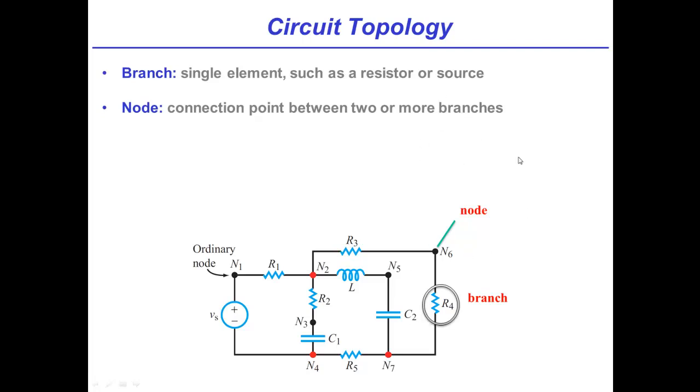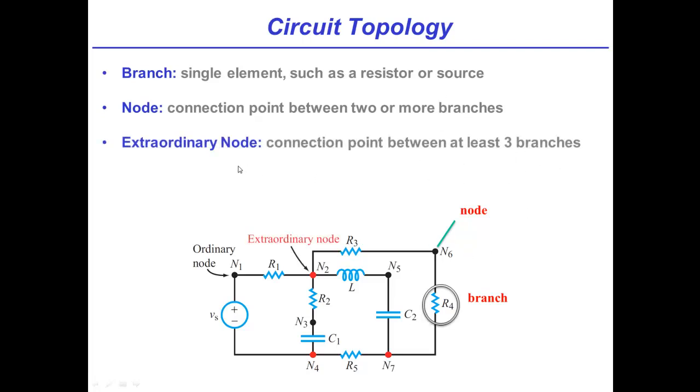Now, it doesn't have to be limited to just two. In particular, we talk about extraordinary nodes as connection points between at least three branches. So, for example, N2 is an extraordinary node because it is a connection point between R1, R3, R2, and L.